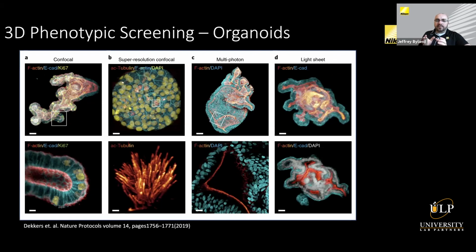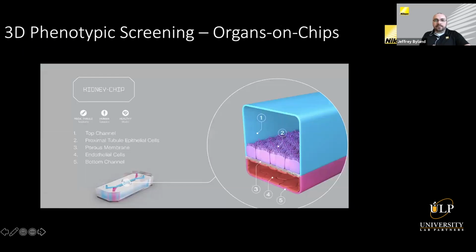But the exciting part here is that the technology is evolving to the point where we can collect some very nice high resolution data that can then be analyzed and quantified, right? And so three-dimensional systems now are coming into the realm of screening where they can be used in a high content and a high throughput way. If we go to the next slide, here's an example of an organ on chip.